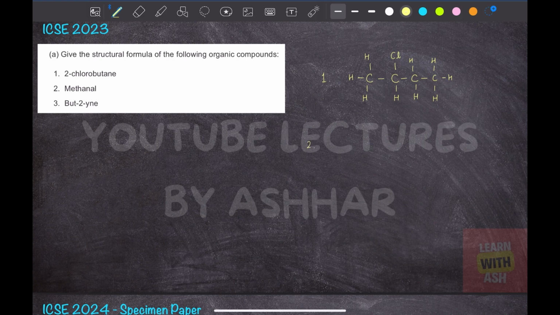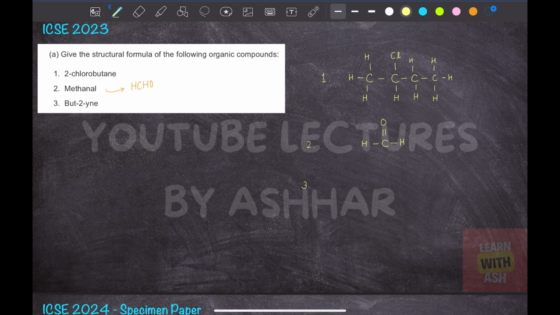Then for the second one, it is given to us methanal. So what is methanal? Methanal is simply HCHO. So for this, I will be drawing the CHO group, that is aldehyde, and a single hydrogen over here.